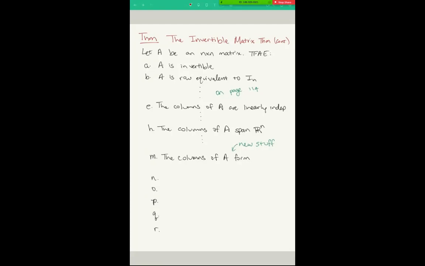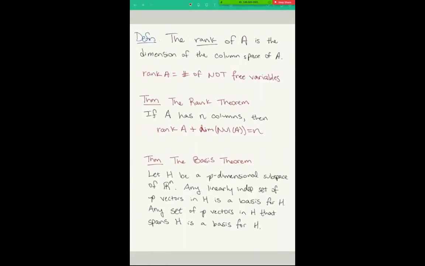property H. What this means is if I have any p columns that are linearly independent, those p columns also span Rp, right? So any p-dimensional subspace is going to be spanned by p vectors that are linearly independent. What this means is that if I have p vectors that are linearly independent, this is called the basis theorem.